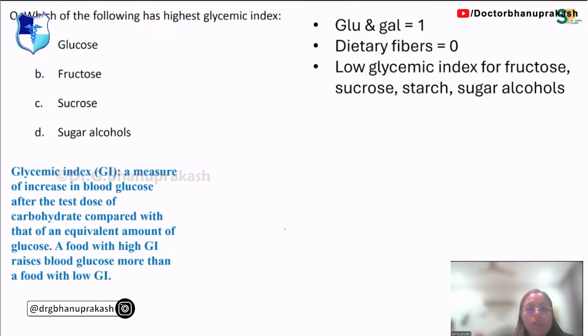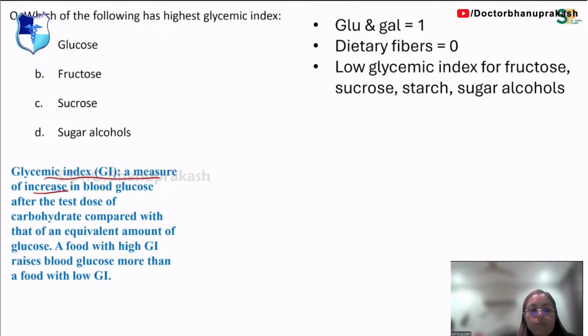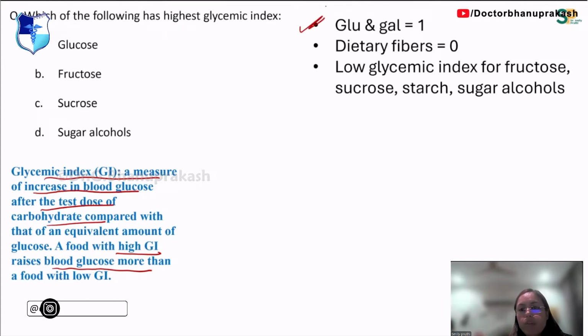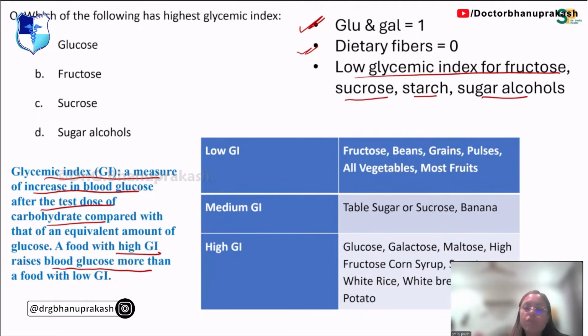Glycemic index. It is a measure of increase in blood glucose after we give a test dose of carbohydrates, especially glucose. So a food with high GI will suddenly raise blood glucose and it is not good. Highest glycemic index is of glucose and galactose. That is 1. Minimum, dietary fiber, that is 0. Low glycemic index for fructose, sucrose, starch, sugar alcohols. So, examples of low GI: fructose, beans, grains, pulses, all vegetables, most fruits.